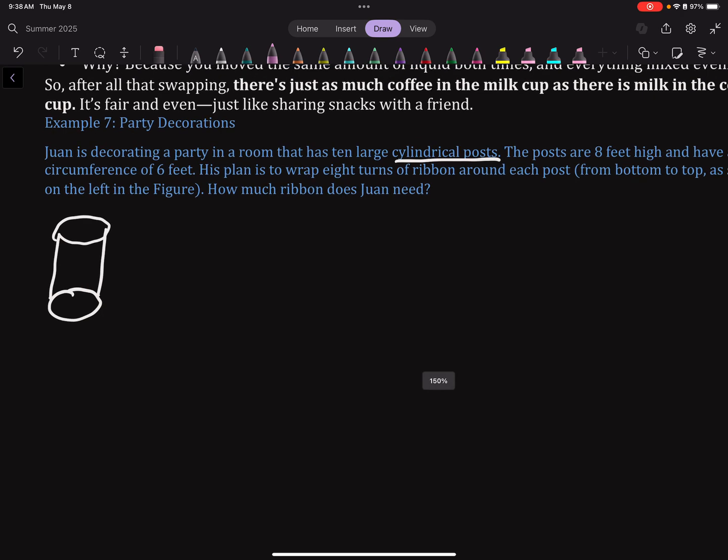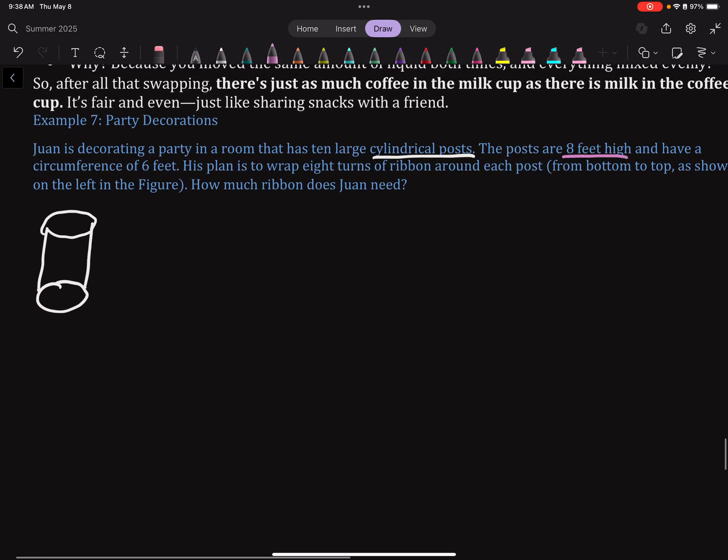So it's saying that this cylinder is 8 feet high. So this is 8 feet. And the circumference is 6 feet. So remember, circumference is all the way around. So it's kind of like the thickness of the pole. And you have 8 of them. So how do we even approach this? Because we really don't know much about cylinders.